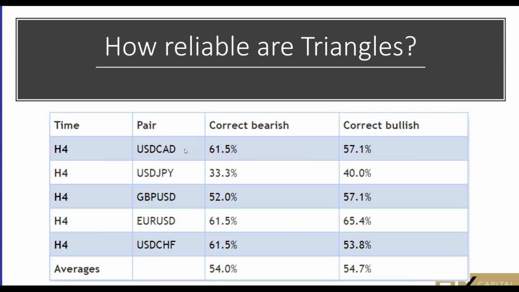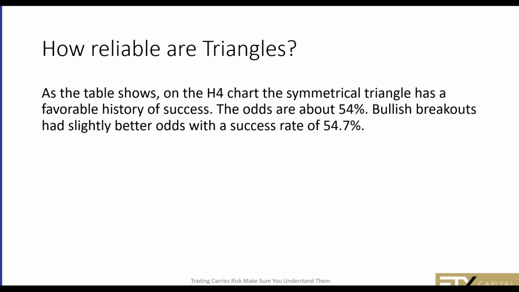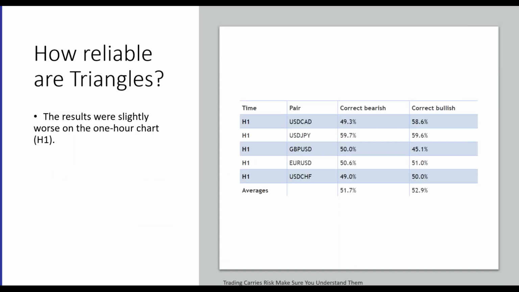If we were to use a 4-hour time frame, we would find only 61.5% in the Canadian dollar was correct. 57% in bullish was correct. But in the USD JPY, we only had a 33 and a 40%. That was simply deciding to trade up in a bullish continuation or trade down in a bearish continuation. Overall, it only gives you a 54% success rate because you're basically blindly guessing. Now, if we were to move it over to a 1-hour chart, it's even worse.